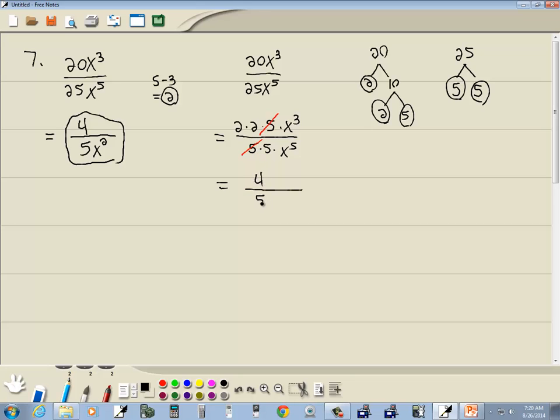And here's a 5. Okay, we got x to a power over x to a power. Again, you subtract your smaller exponent from the larger one. 5 minus 3 is 2. And we're going to have x to the second power where our larger exponent was, which was on the bottom. And that gives us our same answer.